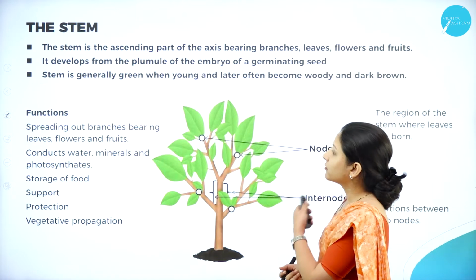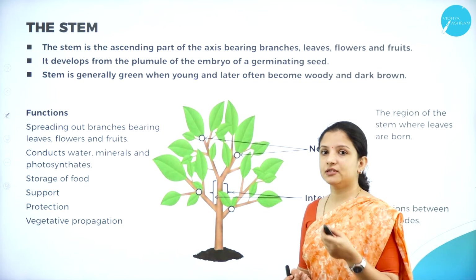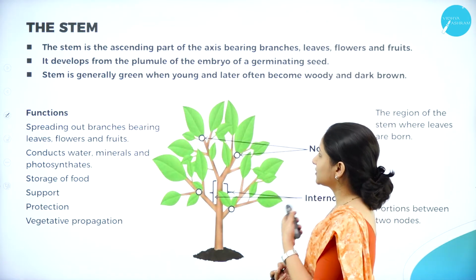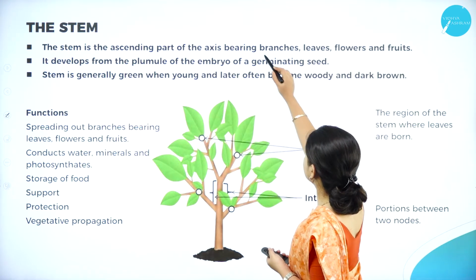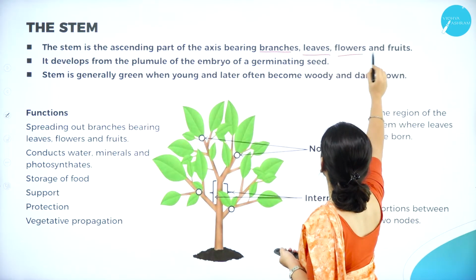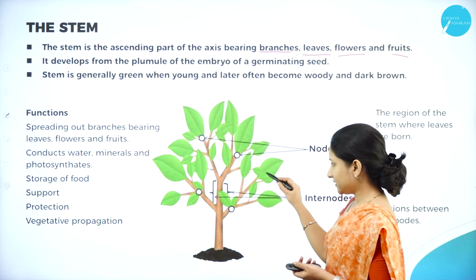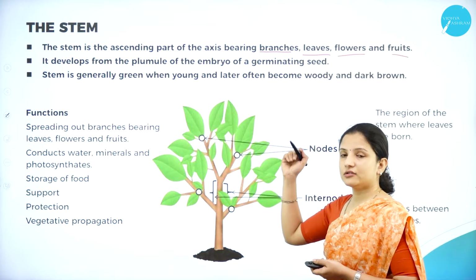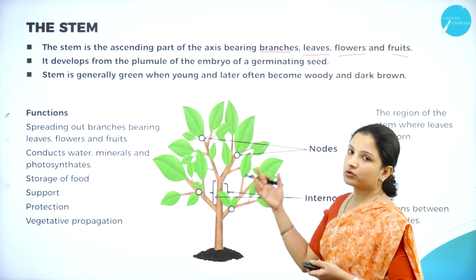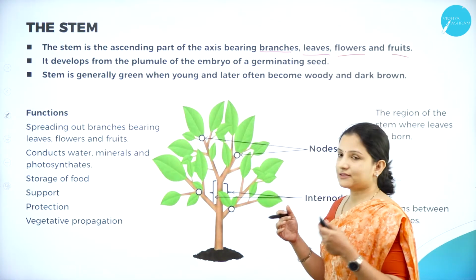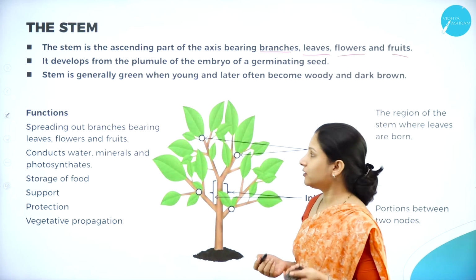Apart from that, in the stem we also have certain structures that are present. So what are those? We shall see. The stem is the ascending part of the axis that bears the branches, leaves, flowers and the fruits. So the stem has branches, it bears the leaves, and apart from that it also holds the flowers, and it also holds the fruit.